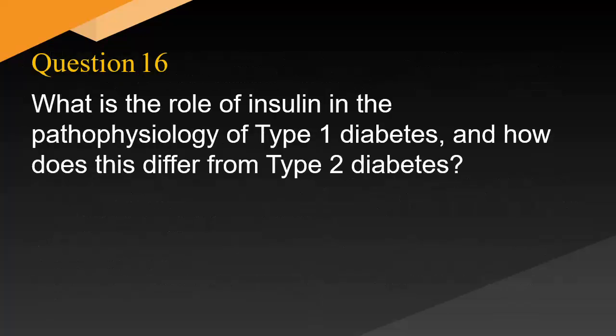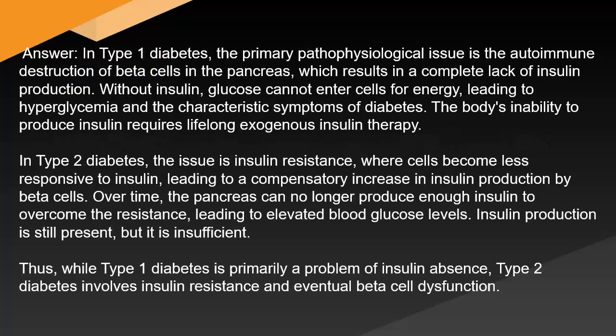What is the role of insulin in the pathophysiology of type 1 diabetes, and how does this differ from type 2 diabetes? Answer: in type 1 diabetes, the primary pathophysiological issue is the autoimmune destruction of beta cells in the pancreas, which results in a complete lack of insulin production. Without insulin, glucose cannot enter cells for energy, leading to hyperglycemia and the characteristic symptoms of diabetes. The body's inability to produce insulin requires lifelong exogenous insulin therapy.